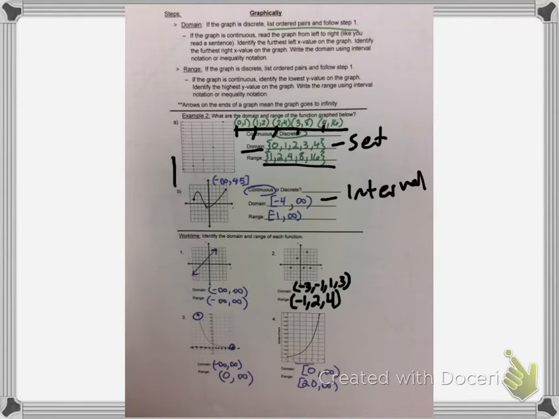Right here, this one is continuous. Notice how this one goes on forever right here. And right here, if you want to list it out and help you out, you can write negative infinity, positive infinity, positive infinity. So it'll help you figure out which infinity you're pointing at. So our domain is from left to right.